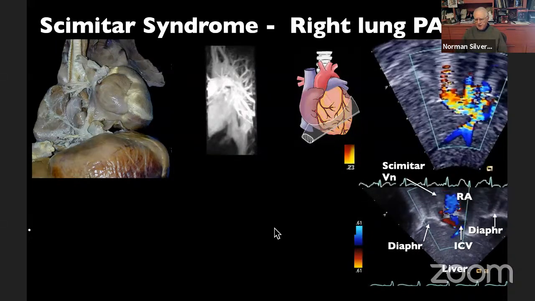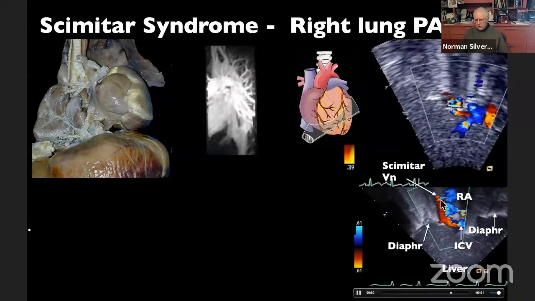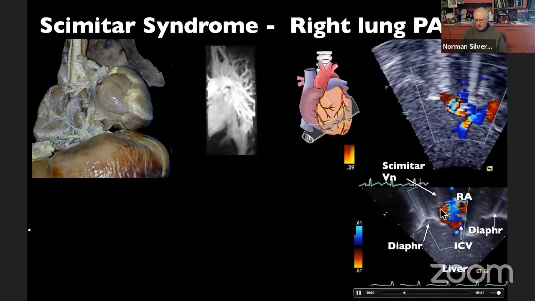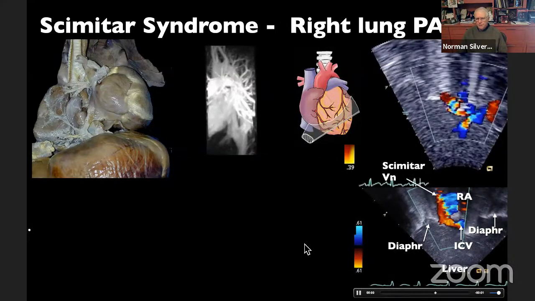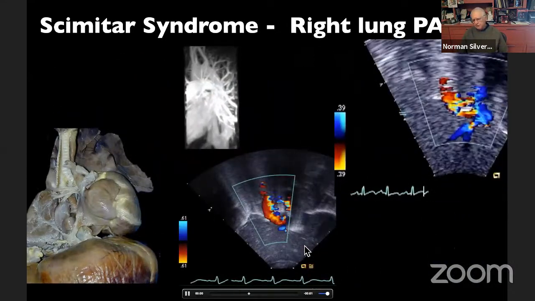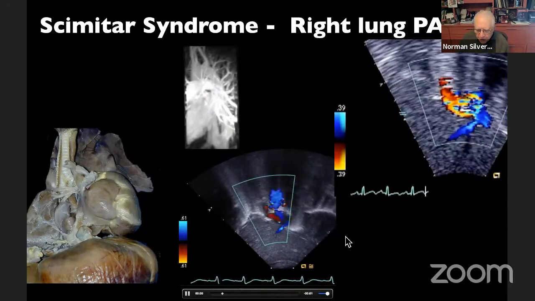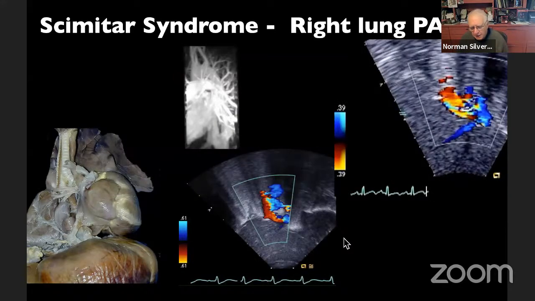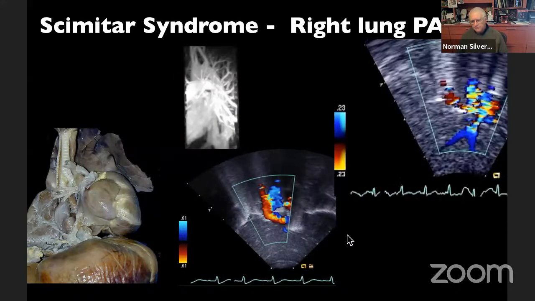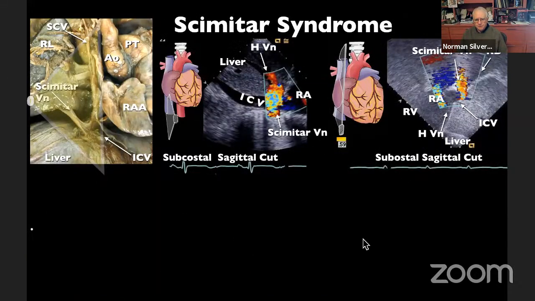And here is just another example, showing more clearly in the image the vein flow in this Scimitar Syndrome. The Scimitar Syndrome was described by Dr. Catherine Neal, who was one of my co-fellows in London when I worked with Bob Anderson, and was also a colleague of Helen Taussig. And she described this as the Scimitar Syndrome.